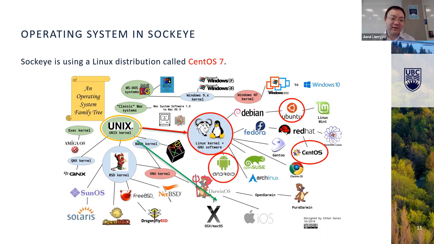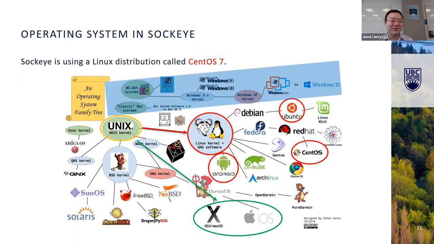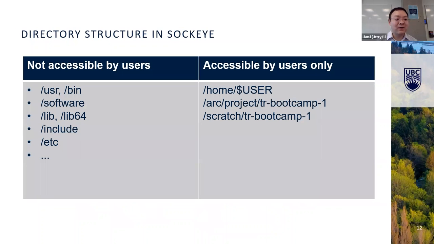Besides Linux, based on Unix, other people developed other operating systems, which include iOS and macOS. So if you are using a MacBook, you may find that the folder structures and names are quite similar to those in Sockeye. However, you can see there's no connection between Windows and Linux. So if you are using Windows, you will find that the folders and layouts are quite different.